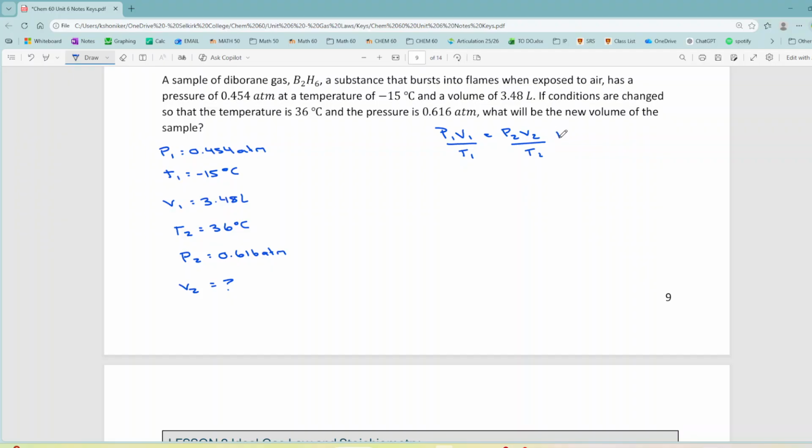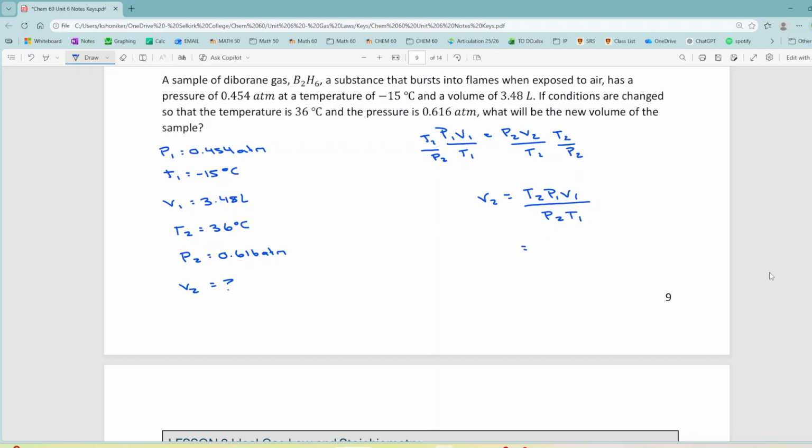If you're doing that, to get V2 by itself, you're going to multiply both sides by T2, and then divide by P2. That's going to get rid of the P2 and the T2, so you're left with just a V2, and I have a habit of always putting my unknown on the left. And then on the right, which is now my old left, I'm going to have T2 P1 V1, and it doesn't matter what order you write these in, over P2 T1.